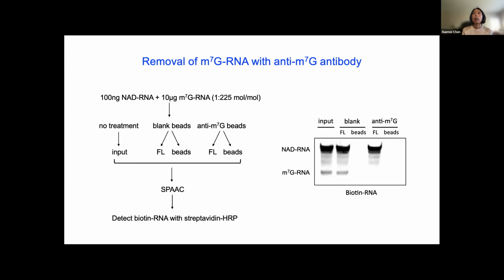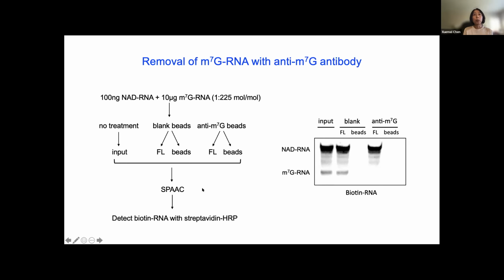RNA sequencing. And we first looked into whether the anti-M7G antibody that is commercially available could help remove M7G RNAs. So we first tried in vitro synthesized RNAs. We used 100 nanogram of NAD RNA and 10 micrograms of M7G RNA, which represent a 1 to 200 molar ratio. We subjected the mixture to no treatment, blank beads treatment, or anti-M7G beads treatment.